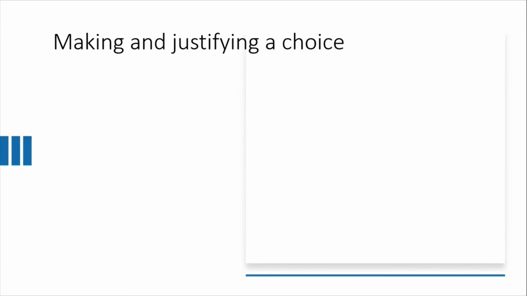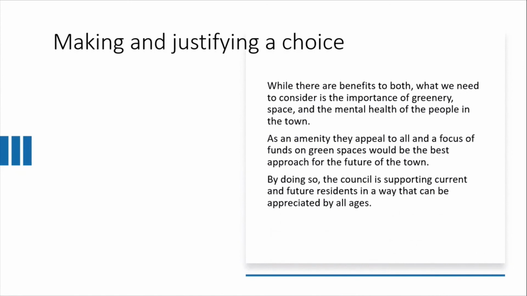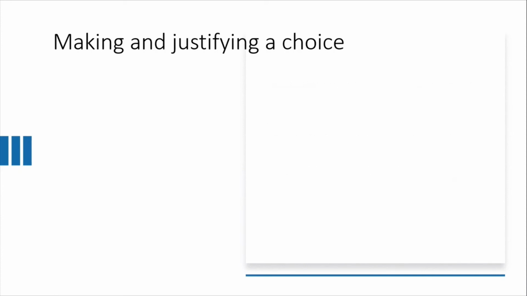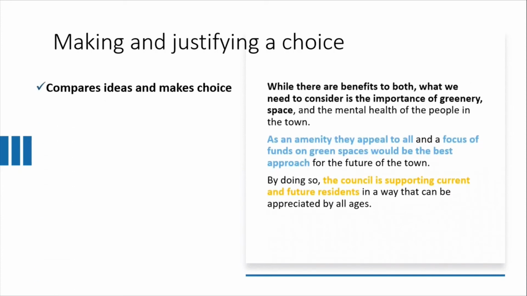This final paragraph is where the writer chooses between the two options and justifies that choice. Once again, we can see that the length of the paragraph is good and there is a lot of information in it. So let's just examine it in a little bit more detail. Clearly, what the writer has chosen to do is to compare both ideas, and they made a choice here. So the writer here makes a comment about both of the options and then decides which of these to choose.